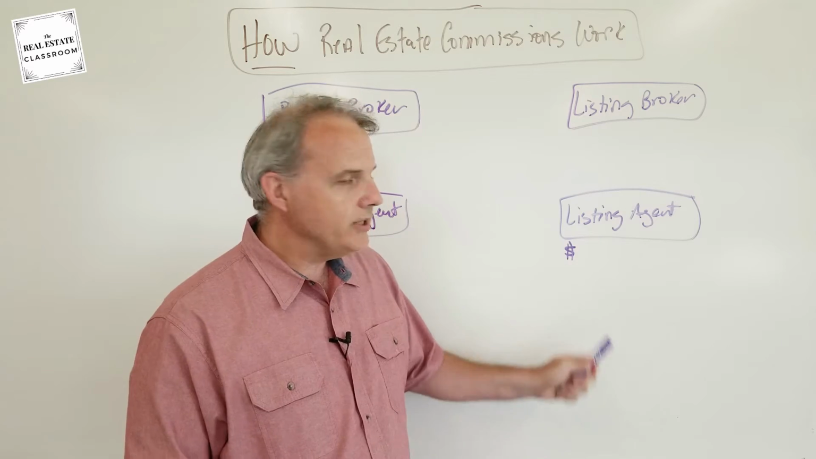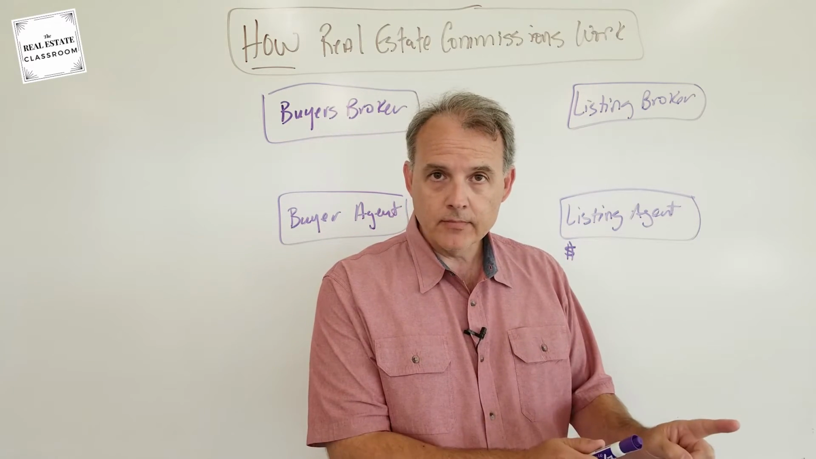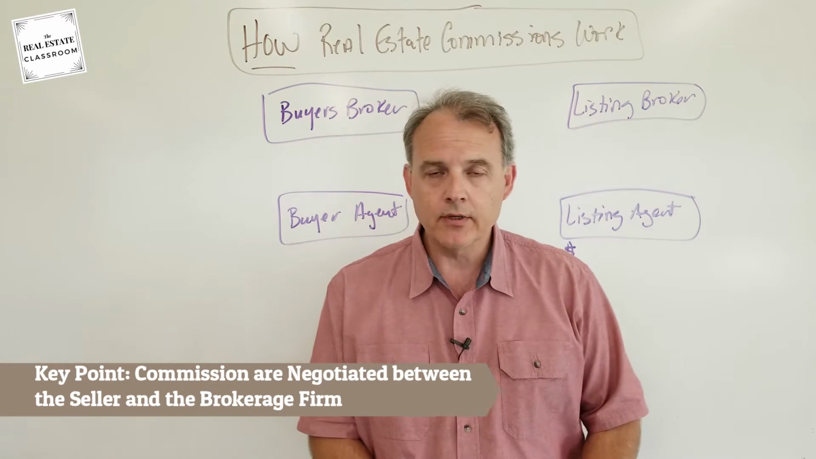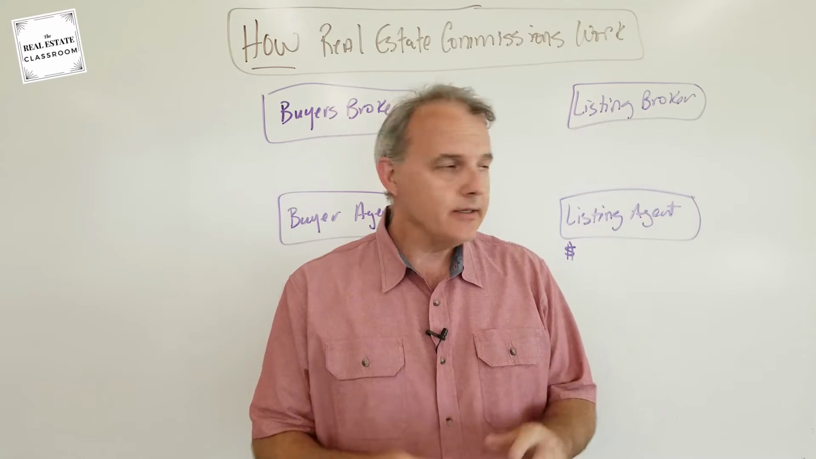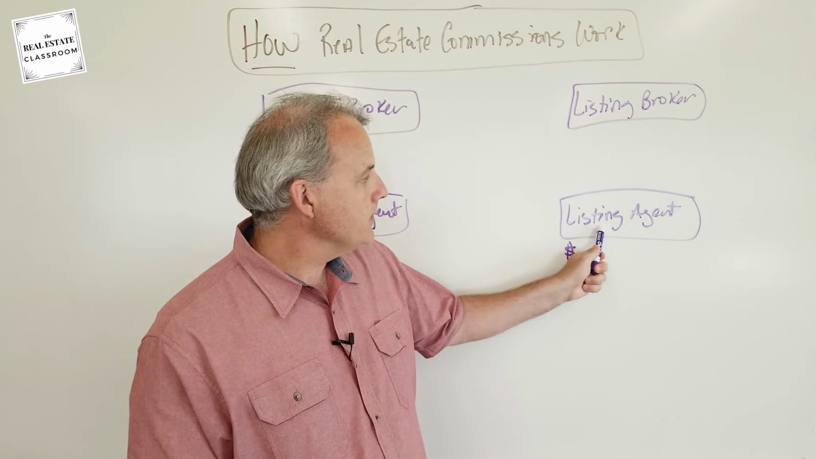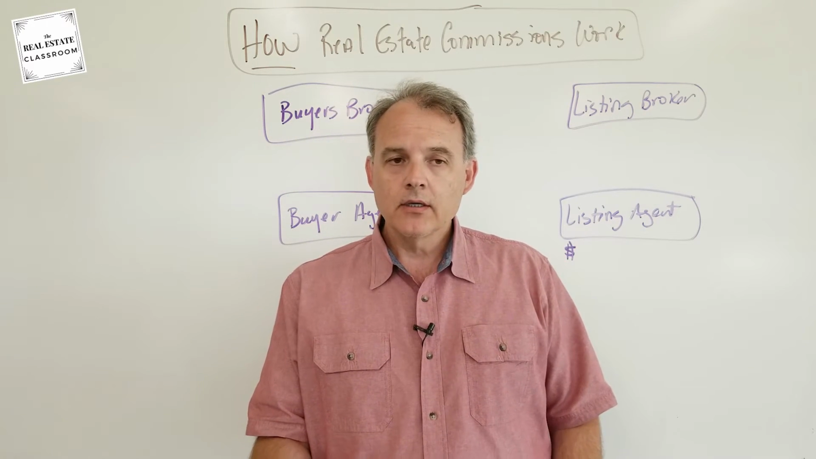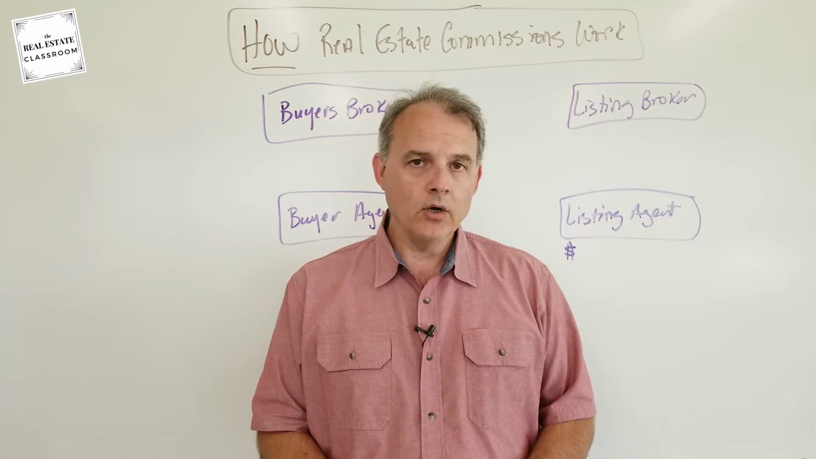Commissions are absolutely negotiable between the brokerage firm on behalf of, or the listing agent on behalf of the brokerage firm, and the seller, both singular. All right. So this listing agent is going to negotiate with the seller for the total commission that's going to be owed at the sale of the home.